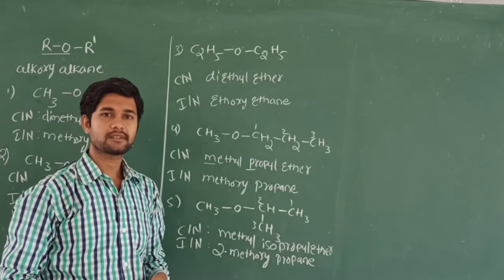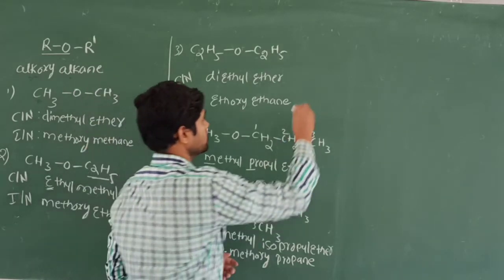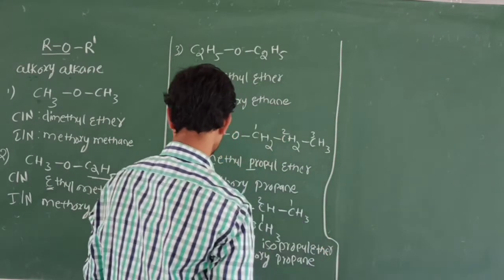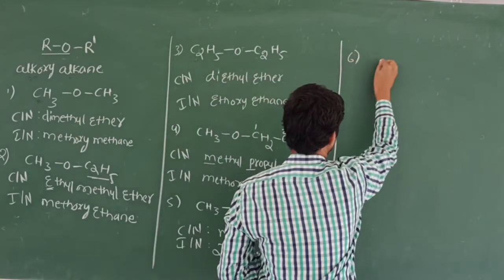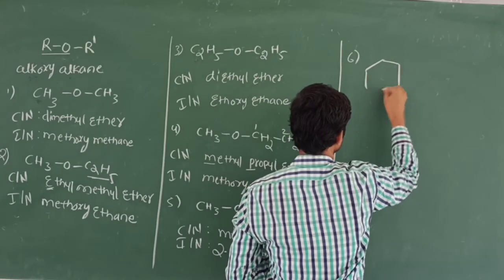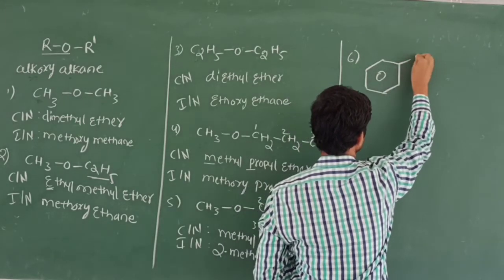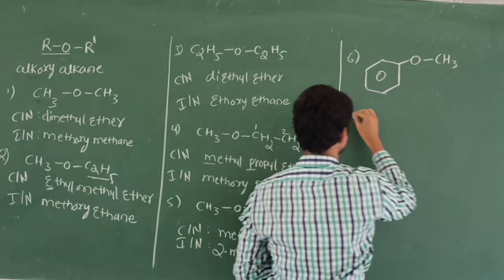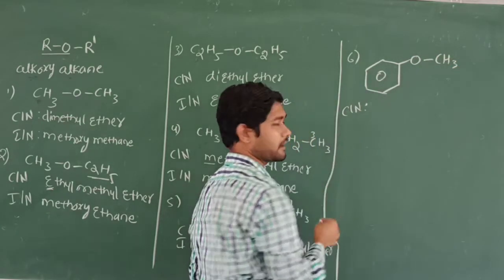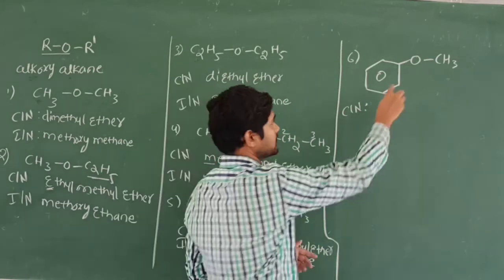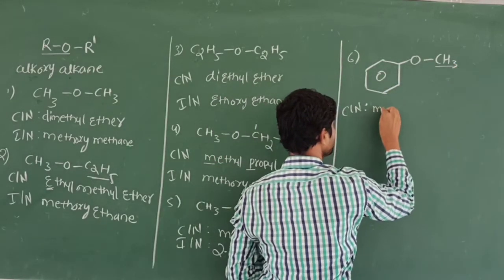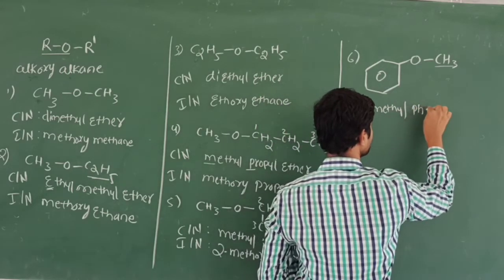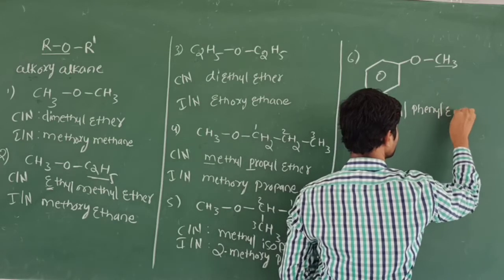Let us take a few more examples based on the aryl groups. Let us take the next example, the sixth one. One is a benzene group, that is the aryl group, which is going to attach with the oxygen atom, and the other is the alkoxy group. So what will be the common name of this compound? It is anisole. We are going to say anisole or methyl. This group is called methyl, and this group is called phenyl, and the functional group is called ether.